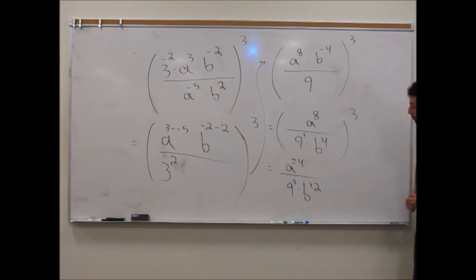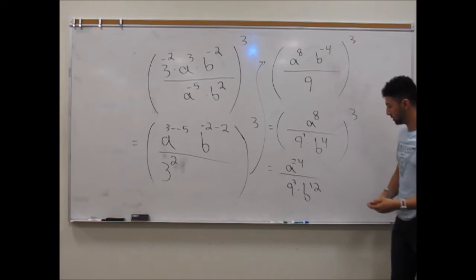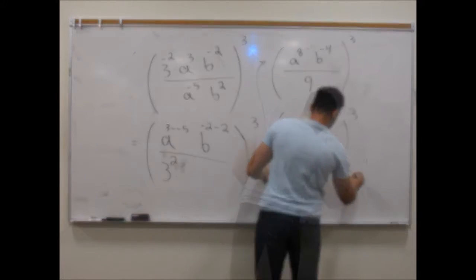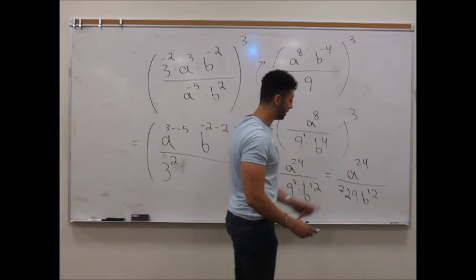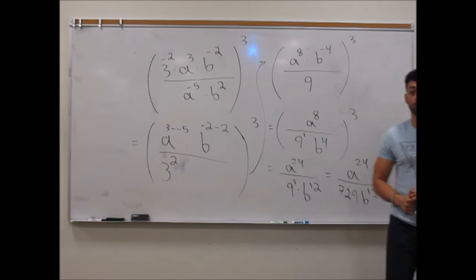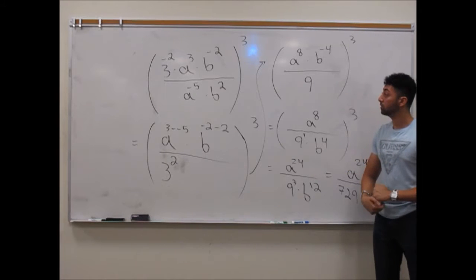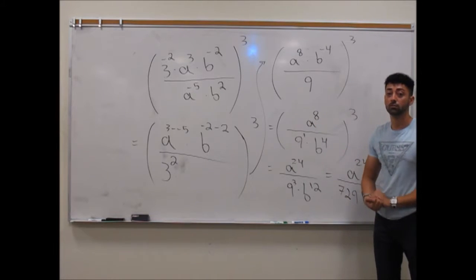So this would be your final answer. 9 cubed, what is that? 81 times 9. So you get 729 b to the 12. So this is how I approached it. You could do it another way to see if you get the same answer.